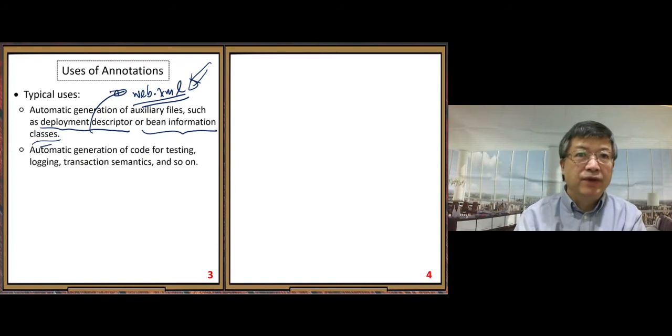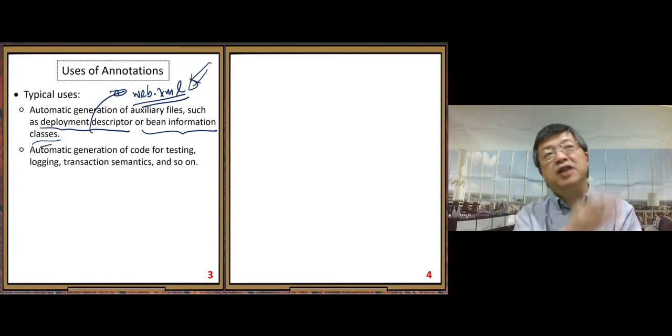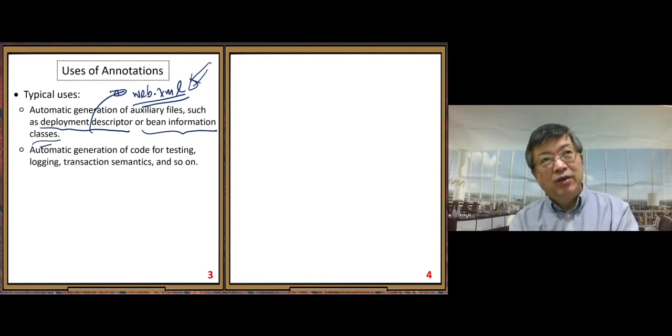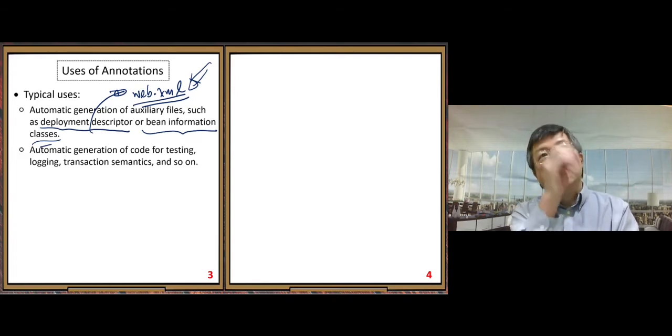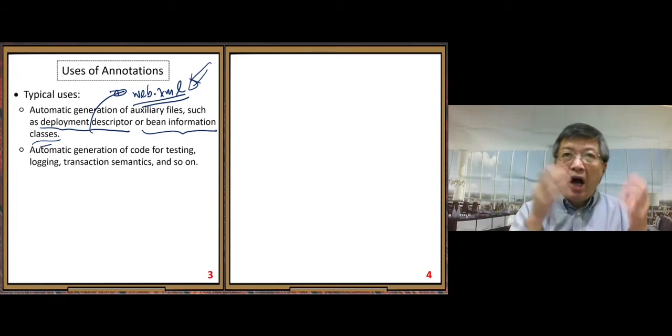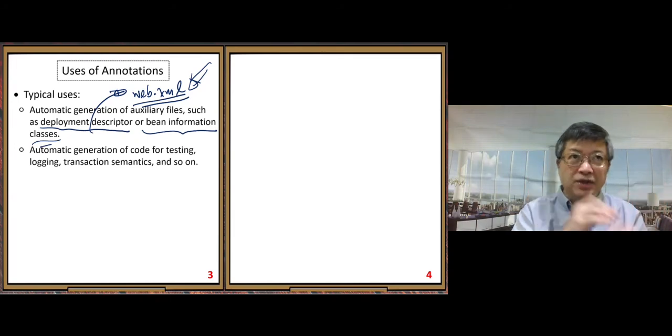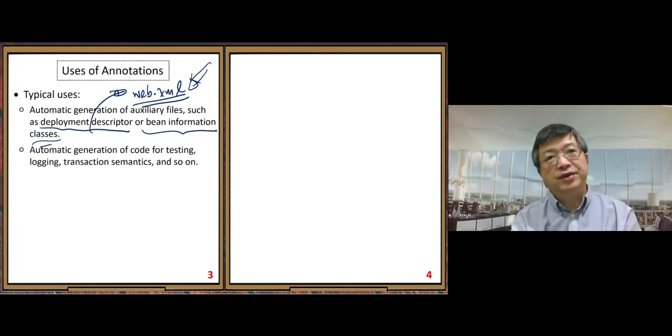Automatic generation of code for testing. For a testing case, some code is generated, and we don't know what kind of code is generated. Logging, sometimes when we do logging, we write some log messages. Transaction semantics, JDBC database transactions. We can use annotations to tell the processing tool how we want to do the transaction, and so on. A lot of other things.